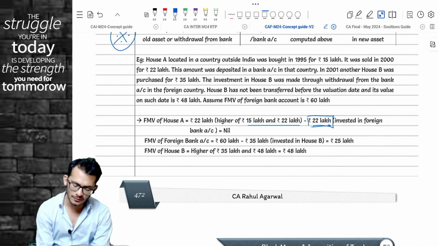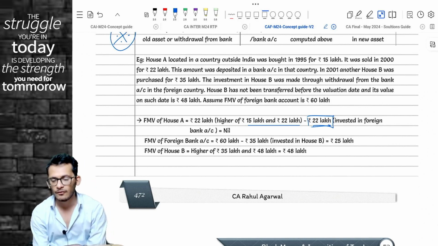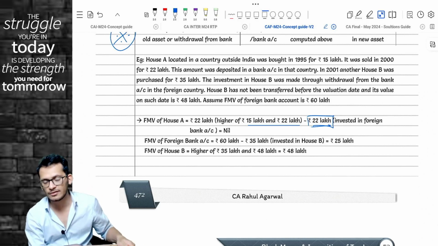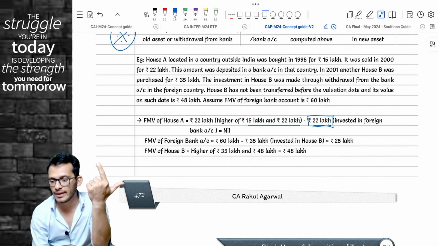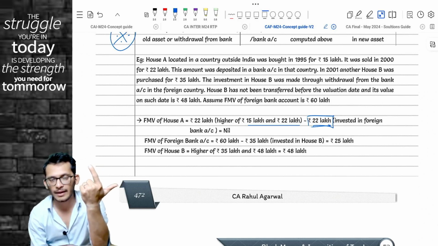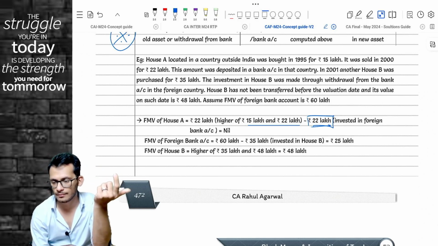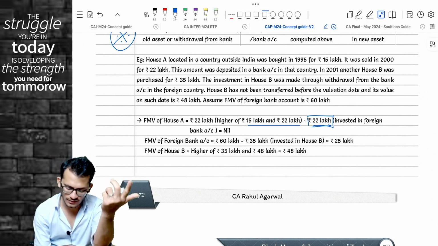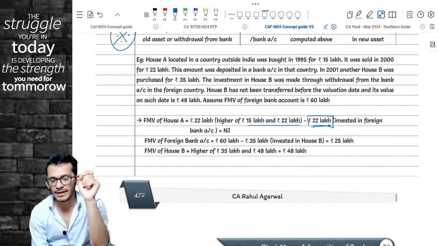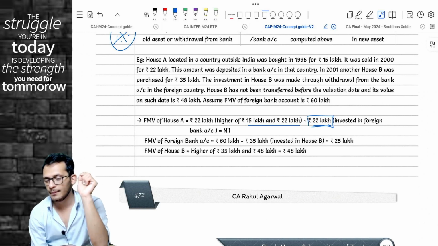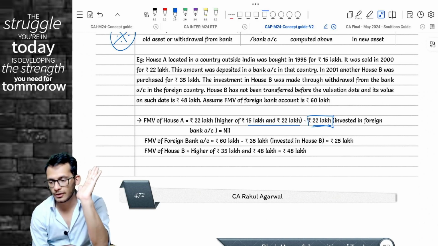House B has not been transferred before the valuation day, and the valuation of such asset as on today is 48 lakhs. If the asset has not been transferred, valuation will be the actual cost price or the FMV on today, whichever is higher. Today the price is 48. That day the price was 35. Therefore it will become 48. Correct? Yes, it will become 48. So therefore my house B is going to be taxed at 48.